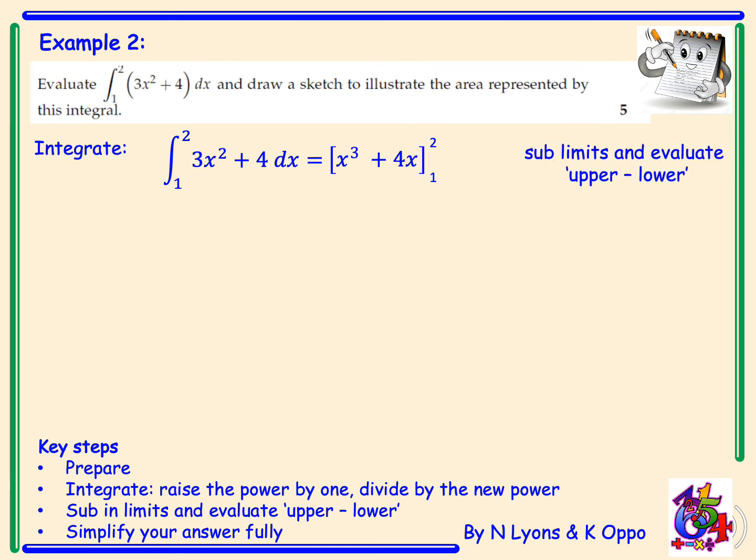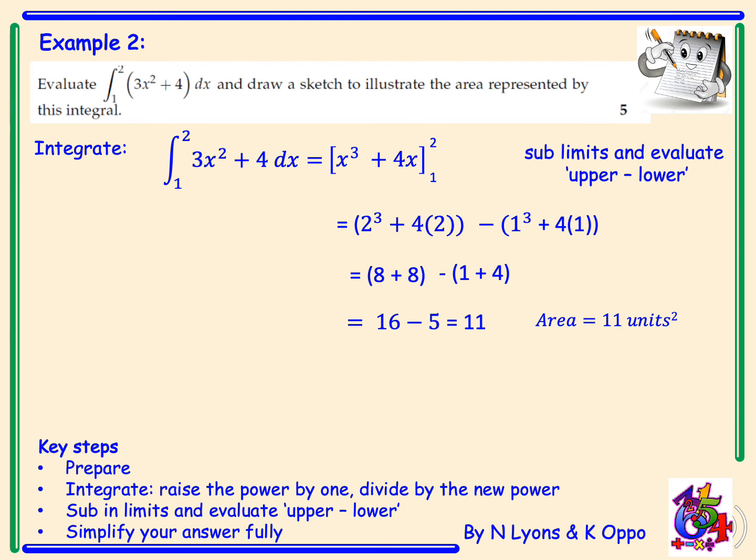Now we need to sub in the limits and evaluate. So remember, it is your upper limit, subtract your lower limit. So inserting the number 2, 2 cubed plus 4 multiplied by 2. And then inserting the lower limit, 1 cubed plus 4 multiplied by 1. So our first bracket becomes 8 plus 8. Our second bracket is 1 plus 4. Then removing the brackets, we'll have 16 subtract 5, and the answer is 11. So here we have 11 square units.